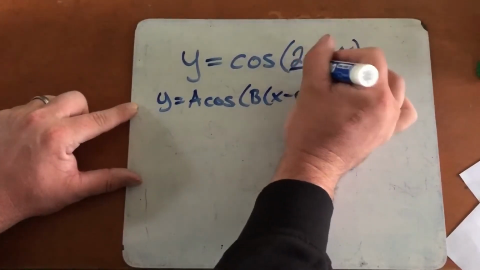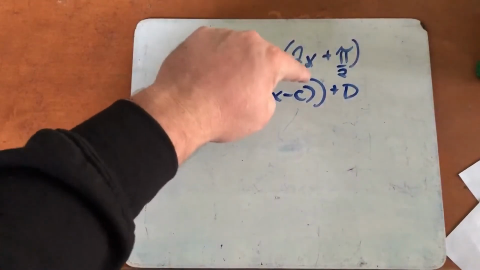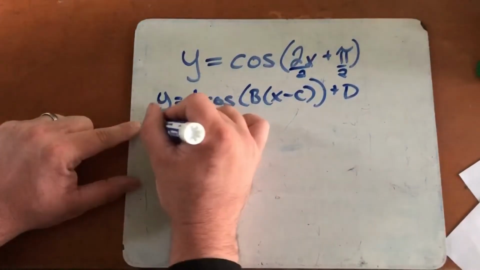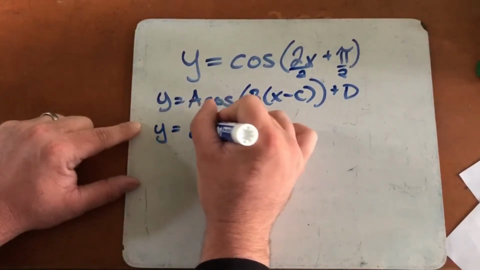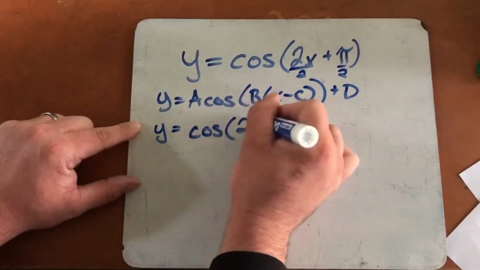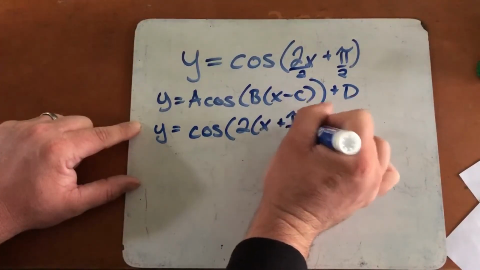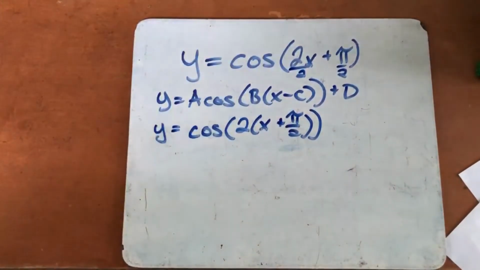To write it like this, I would factor out 2, or I divide both of these by 2, and B would be 2. So when I rewrite it in this manner, it would still be y equals the cosine of 2 parentheses x plus pi over 2. Now, this looks like the way we want to write it, so I can write down my features. Let's look and see what's missing.